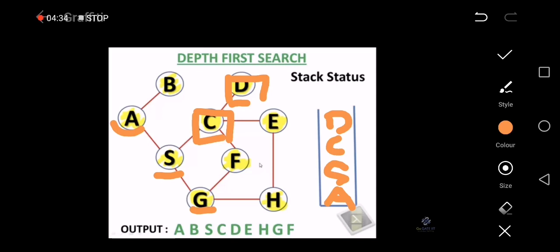And again we look at vertex D. Since vertex D is only adjacent to C, we will go back to the vertex C. We remove the D from the stack status, and then the only options next are E and F. So we pick E, insert E in stack status and in the output.